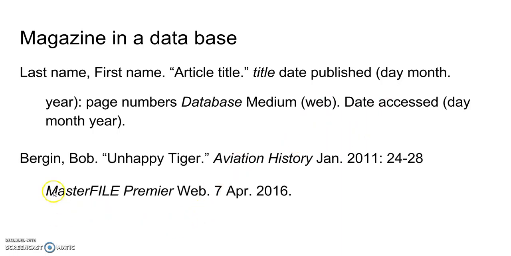So for this one, Bob Bergen is our author, Unhappy Tiger is our article title, Aviation History is the magazine, the publication was January 2011, I have my colon here with the page number range, and if it were to have a database, this is what it would look like. It would be right here, and then the web, and then the date that I accessed it.